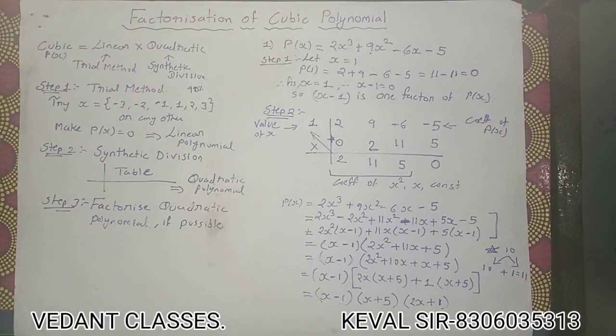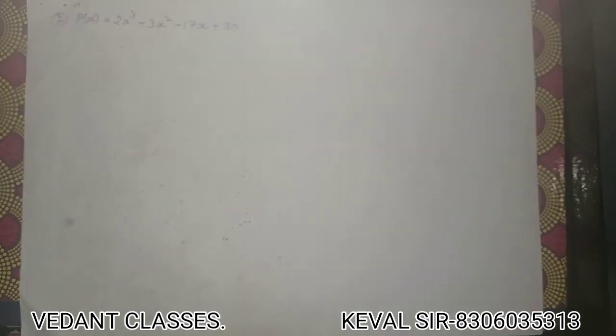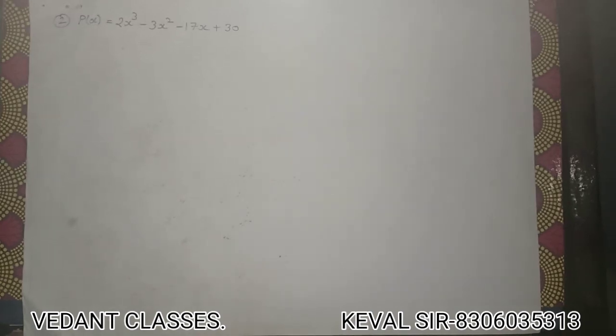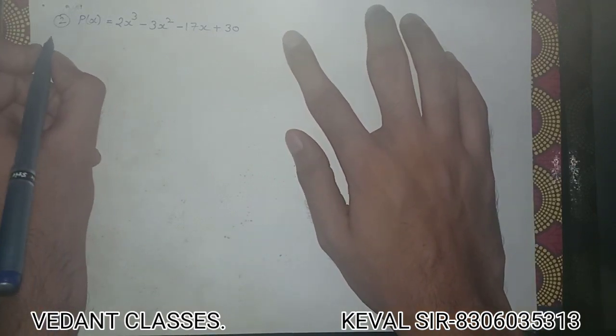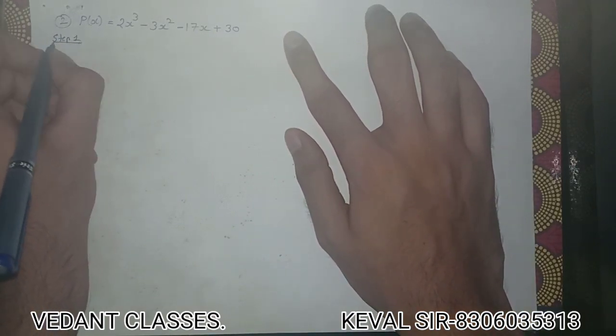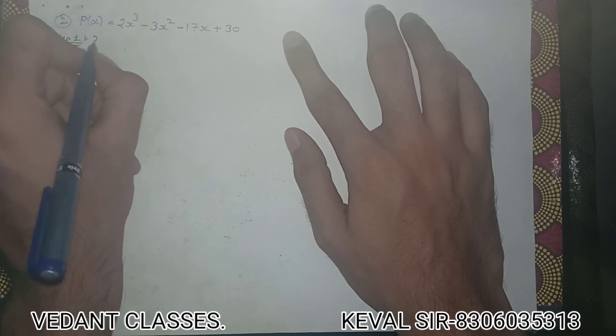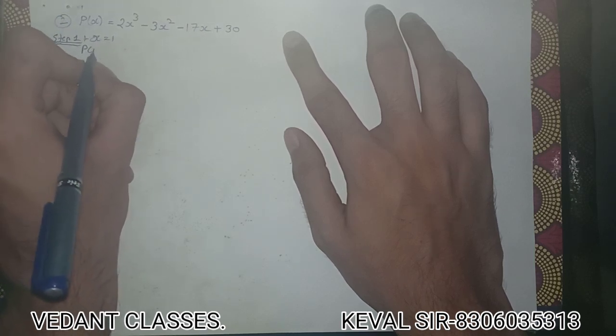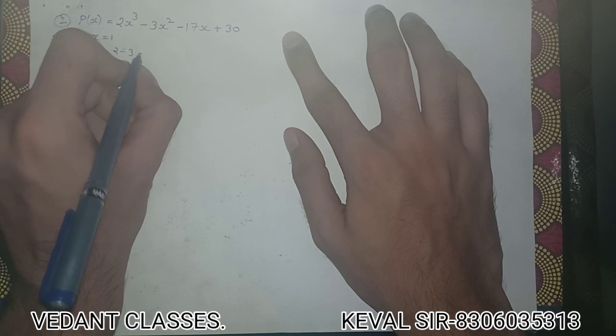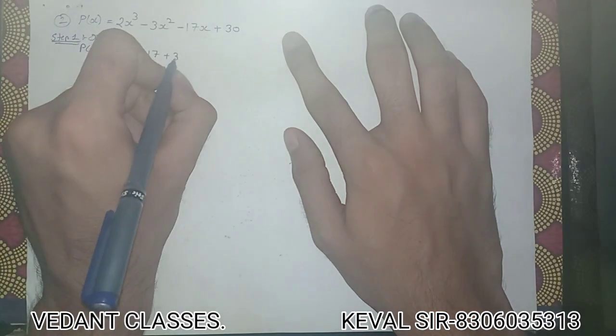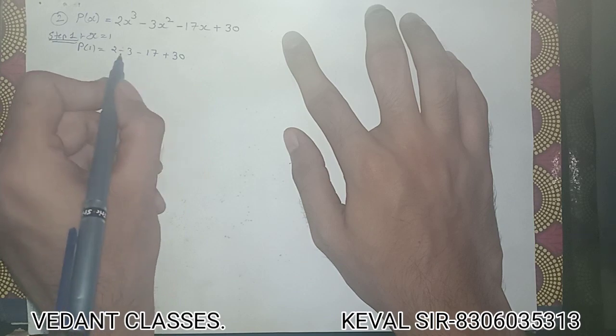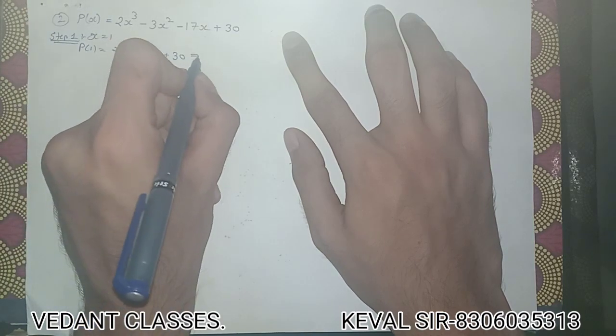Okay, so this is the method you can follow to factorize any cubic polynomial. Now let's see the next sum. So in the next question it is given that p of x equal to 2x cube minus 3x square minus 17x plus 30. So let's try with step 1. Let's consider x equal to 1. So p of 1 will be equal to 2 minus 3 minus 17 plus 30. So this will be 32 minus 17, so it is not equal to 0.